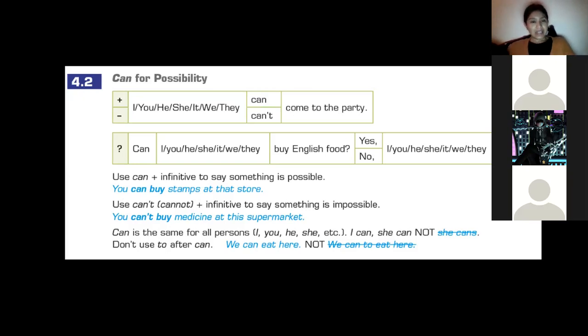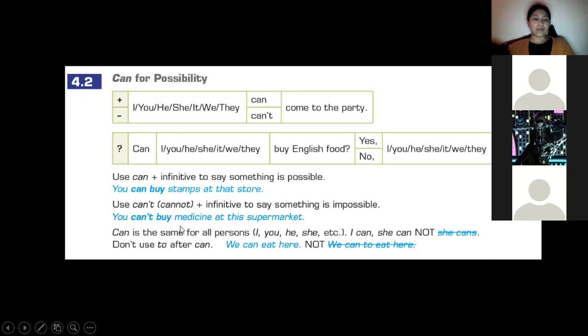So we use can't plus infinitive to say something is impossible, which means that the opposite is not possible, right? So you can't buy medicine at the supermarket, which means that no, there's no other way. So it's a no, you can't.